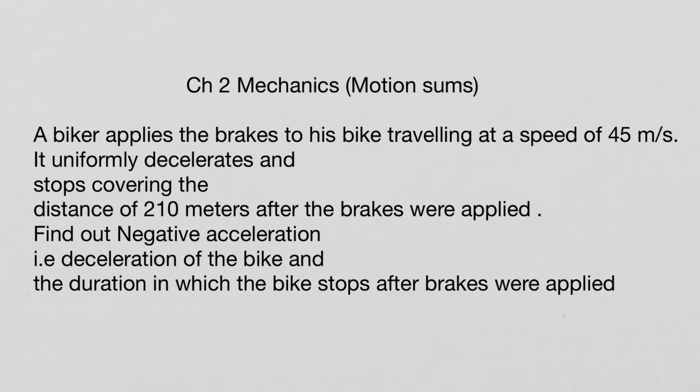So here we are having one deceleration sum. The sum is like this: a biker applies the brake to his bike traveling at a speed of 45 meters per second. It uniformly decelerates and stops covering the distance of 210 meters after brakes were applied. Find the negative acceleration, that is deceleration of the bike, and also the duration in which the bike stops after brakes were applied. So this is the sum. We are going to solve this.